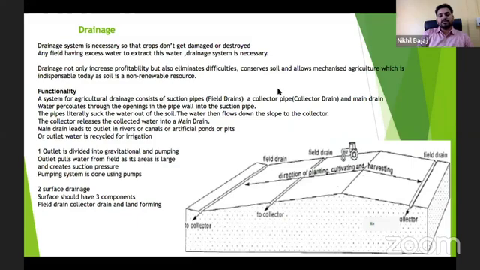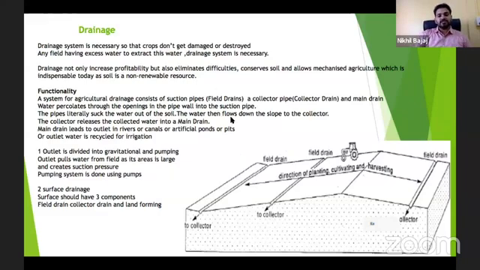Now, as we have gone through irrigation, without having good knowledge of irrigation, we can't proceed to drainage. Drainage is the most important part of irrigation in agriculture, because if there is excess water, the crop may get damaged or destroyed. So whenever there is excess water in the field, to extract this water, our drainage system should be very good. A drainage system not only increases the profitability but also eliminates the difficulties and allows the mechanized agriculture system, as soil is a very non-renewable resource.